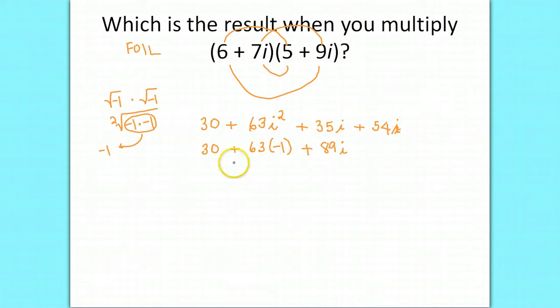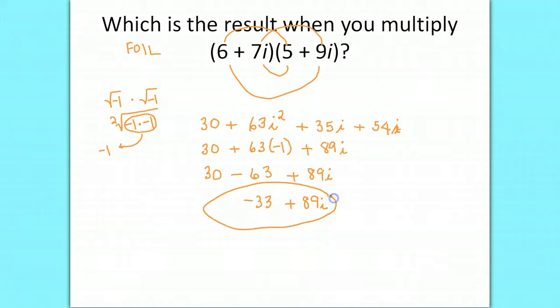Now, right here, we have a little bit more simplifying we can do. This is actually going to turn into minus 63, or you can think of it as plus a -63. And then you're going to be able to combine the 30 minus 63. Those are like terms now, and you're going to get -33 from that. So the final answer would be -33 plus 89i. And that is as far as you can go. The 33 and the 89i are not like terms. You can't put them together.